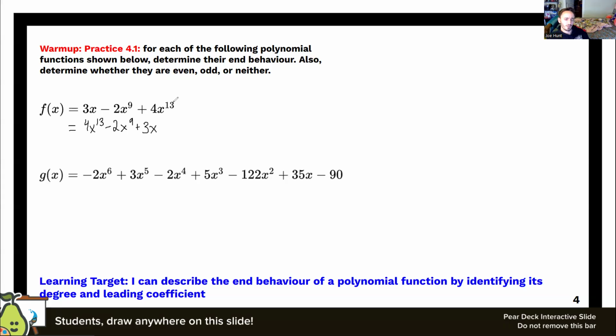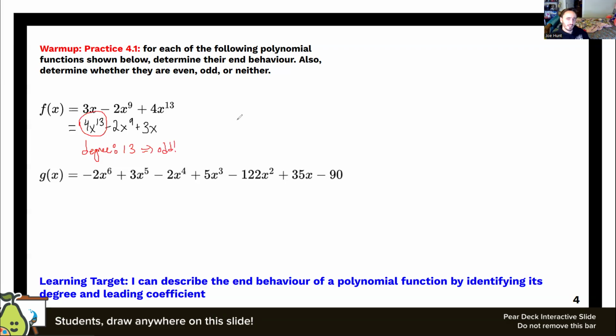I like to reorder the terms because what I'm going to notice here is that from our last lesson, we made the observation that the highest powered term ultimately calls the shots as far as the end behavior is concerned. And what we're often looking for here is the degree of the function, the power that it's exhibiting, and whether that number is even or whether that number is odd. What I'm going to notice here is that I have an odd degreed function. So it's like a 13th degree polynomial.